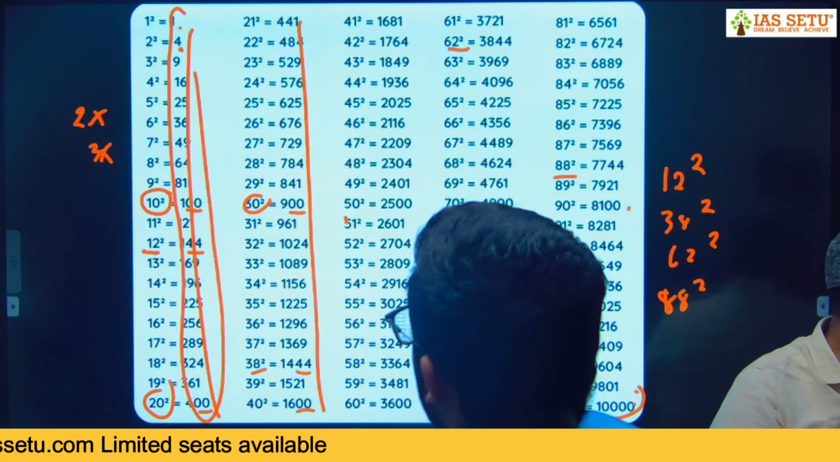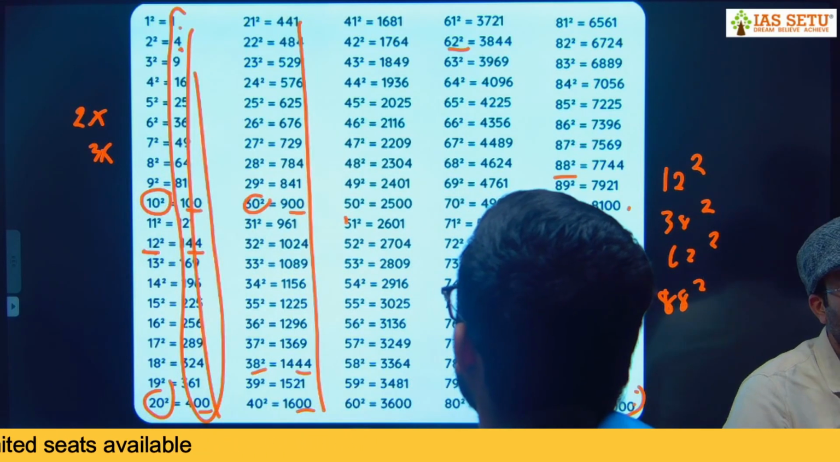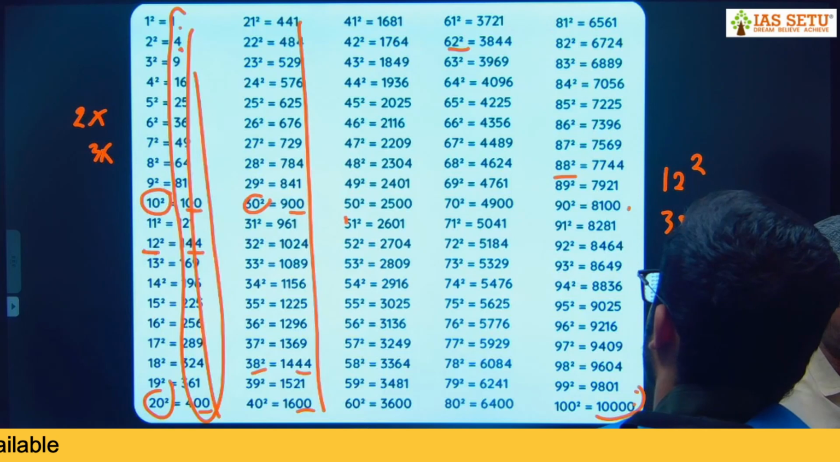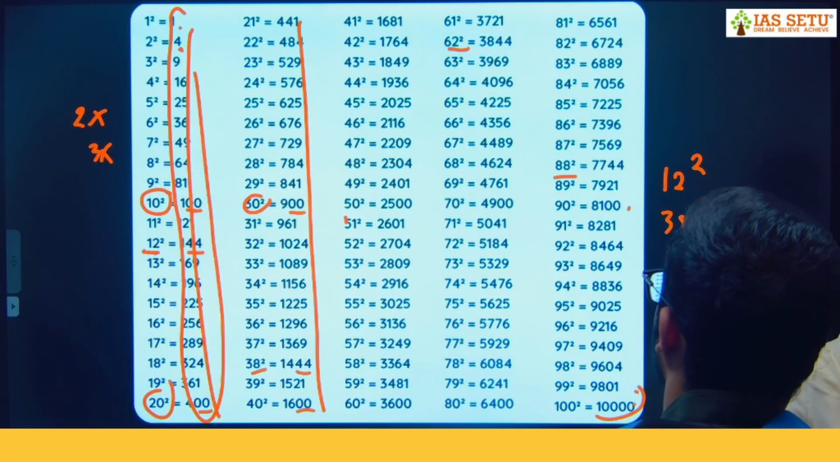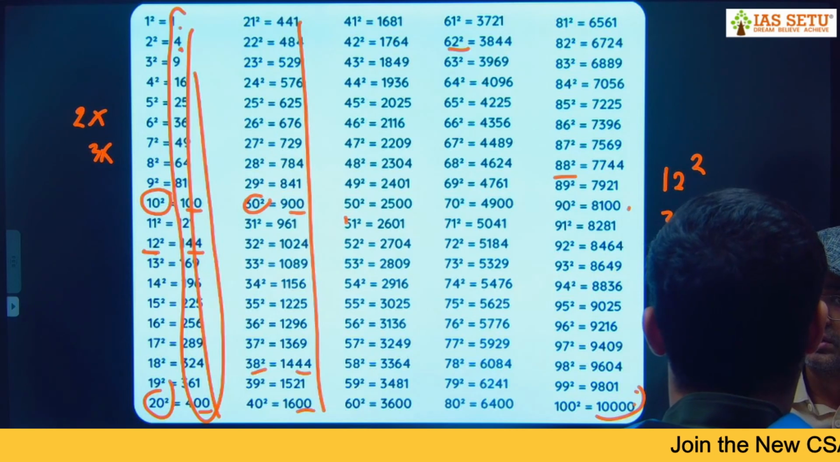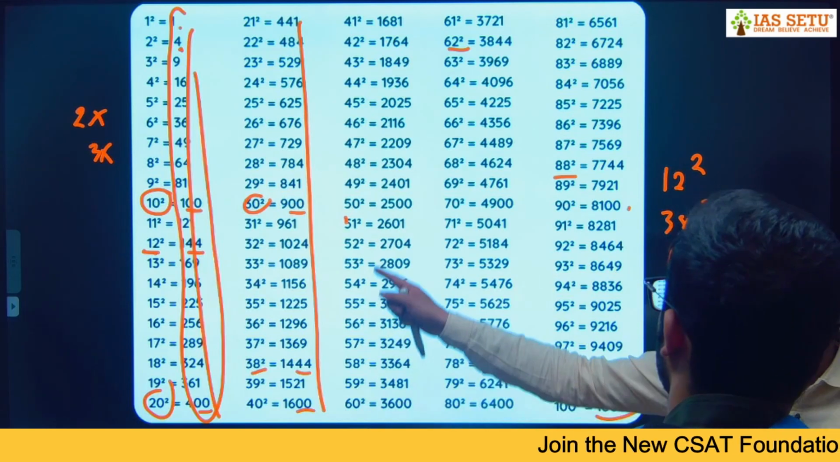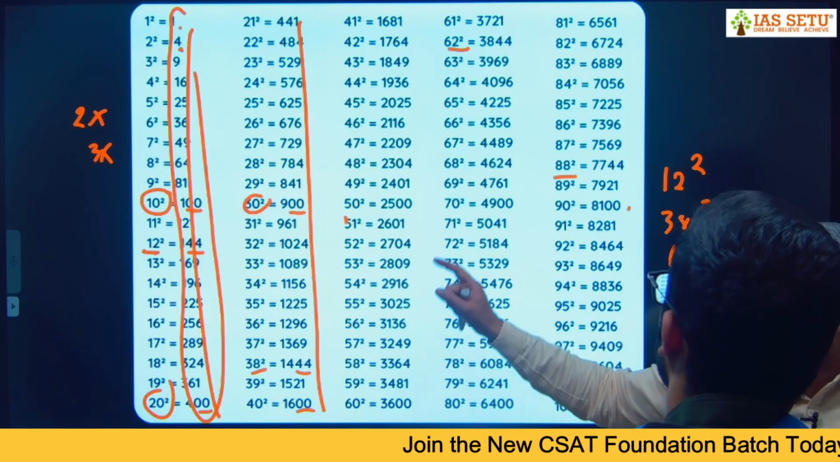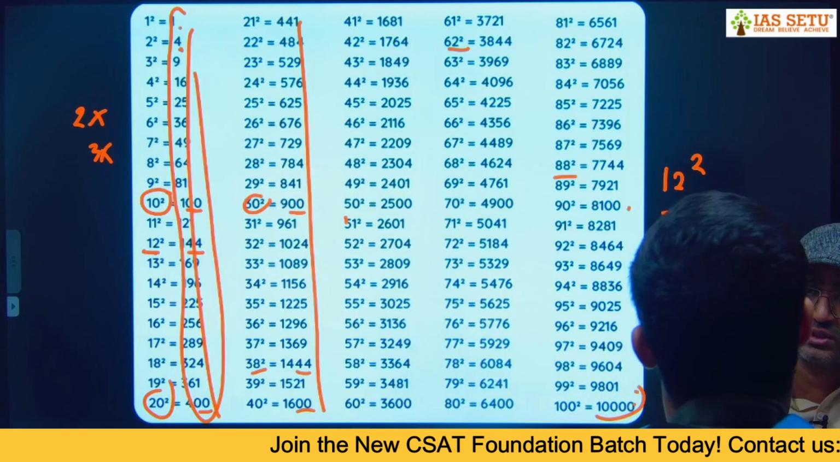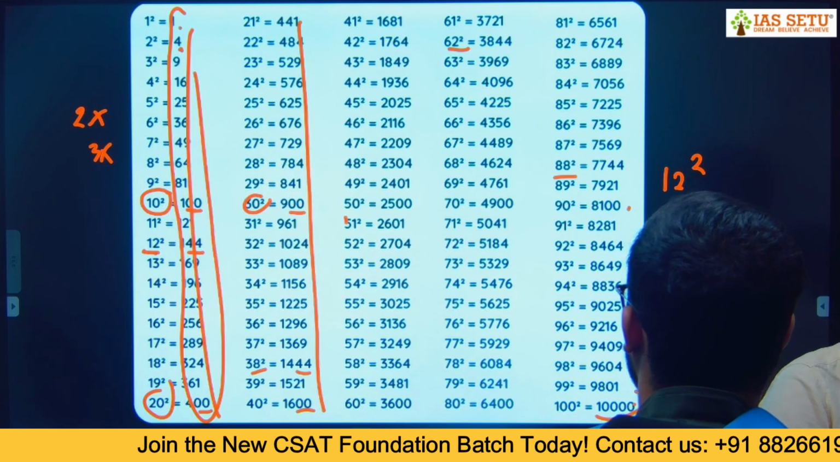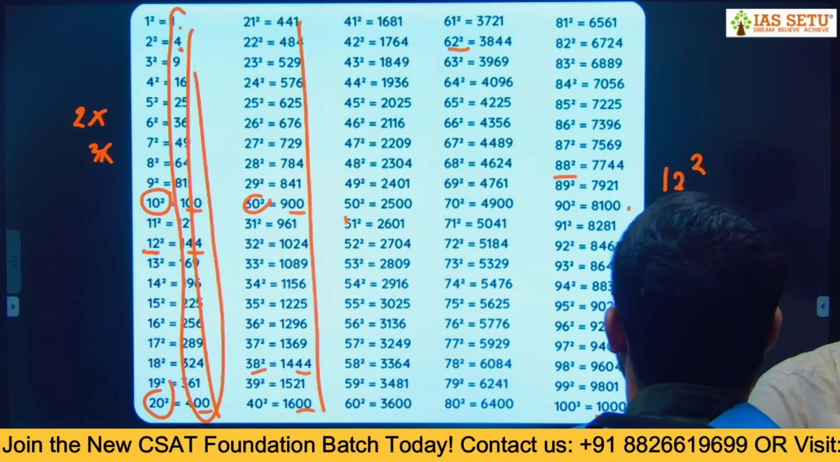How to find whether a number is a perfect square or not, I will teach later when I teach the square root method, then we will learn it. 25 is a perfect square, 36 is a perfect square, 49 is a perfect square, 64 is a perfect square.